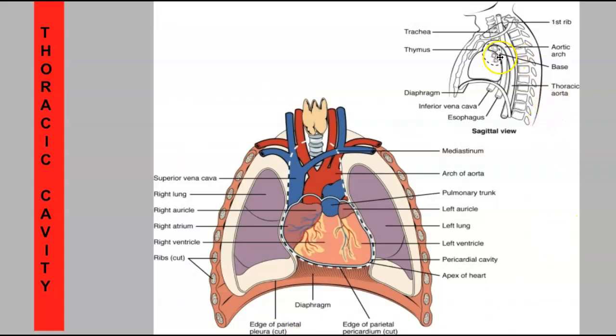You can see in this sagittal view, you have your trachea, your thymus, diaphragm, vena cava, esophagus, aortic arch, base, and thoracic artery, or aorta, sorry. Those are all part of the thoracic cavity.